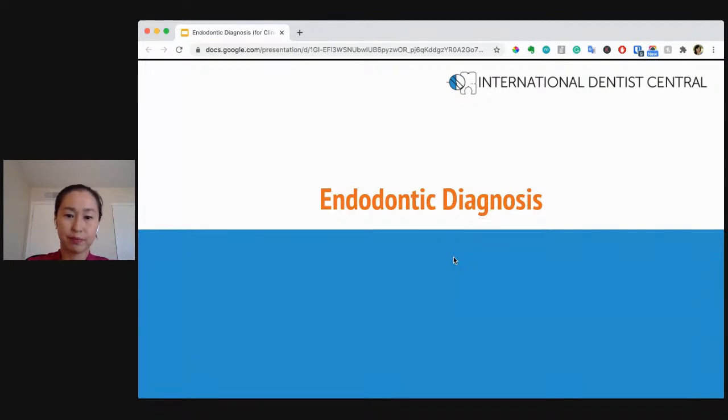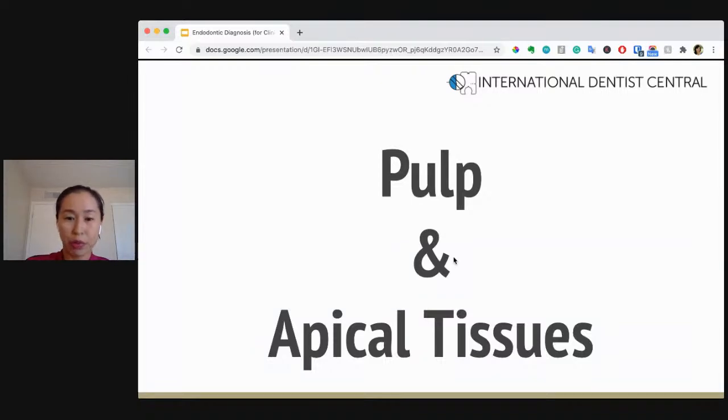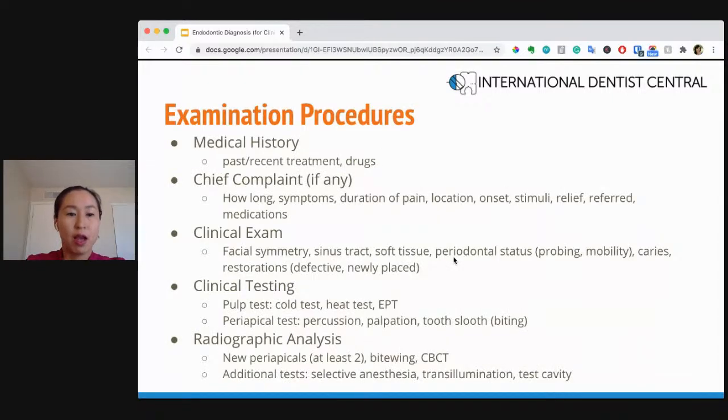Endodontic diagnosis includes both the pulpal and the apical tissues. Sometimes this is easy to forget, which is why I made a separate slide about it. It's not just the pulp, it is the apical tissues. Apical tissues may or may not be involved, but we have to look at both to come together and create a diagnosis. We need a lot of examinations to provide an accurate diagnosis: medical history, chief complaint, if they have one at all. Sometimes they might not have a chief complaint if the pulp is just dead but without symptoms. There are lots of scenarios. So we look at the chief complaint, if any, we need to do a clinical exam, clinical testing, and we need to look at radiographs.